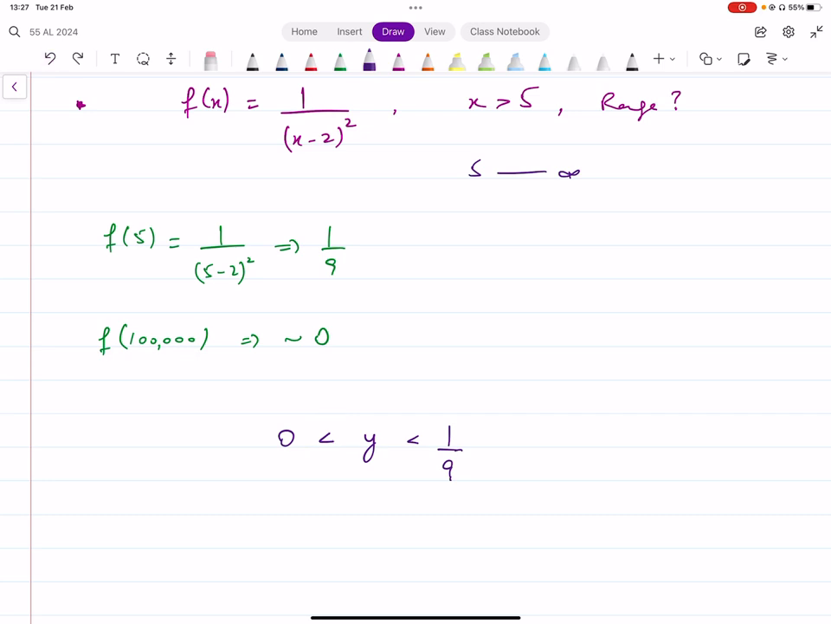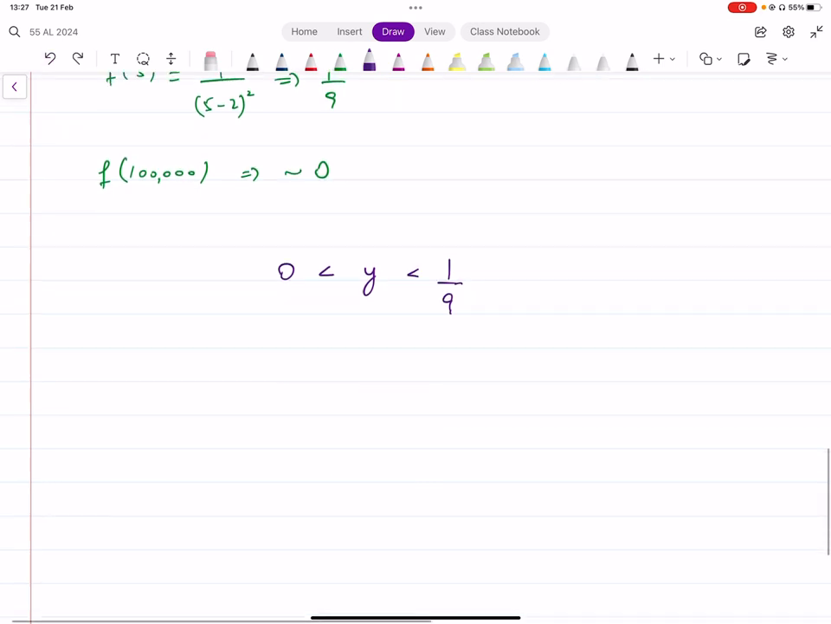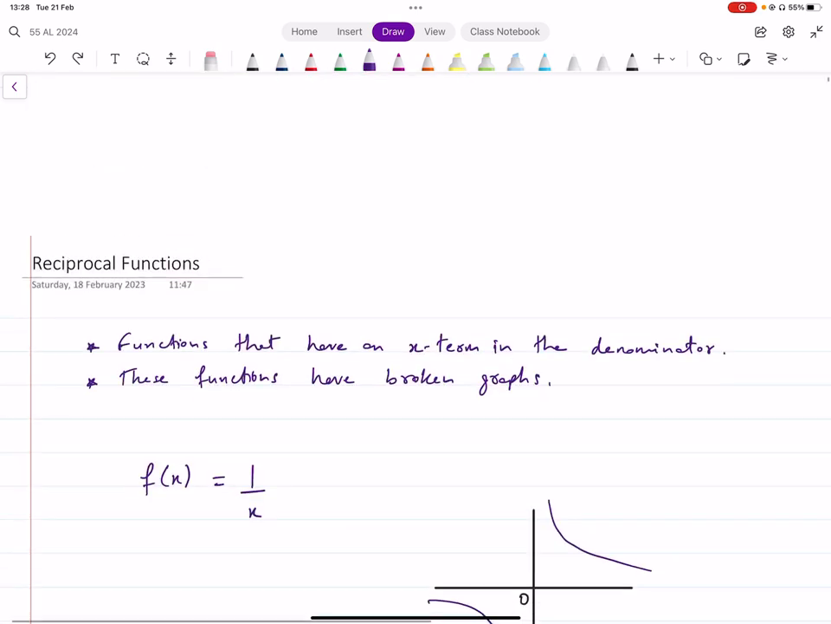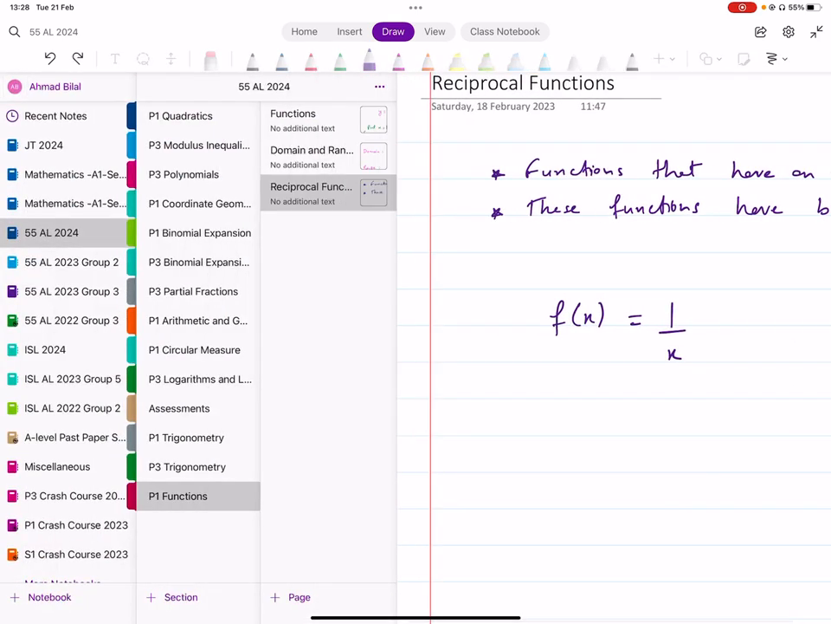You would say range is between 0 and 1/9. Is that all right? Any problem with this? No? Is that okay? All right. So that's about range of functions. Now let's move on.